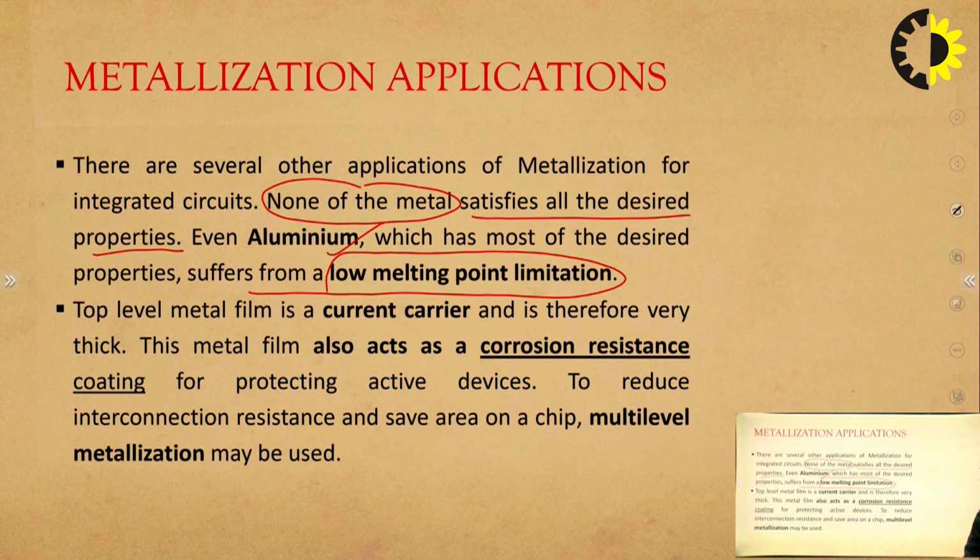And also we have to note that the metal film, which is at the top layer and is a thick layer, should also act as a corrosion resistance coating for protecting the active devices, that is the transistors, that are beneath the metallization layer. So this metal layer should also act as a corrosion resistance coating.